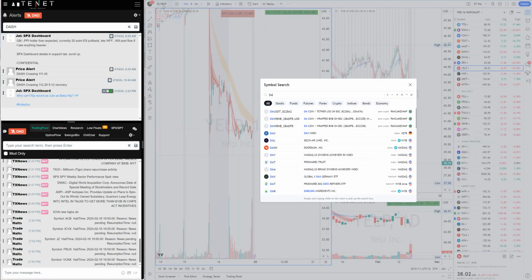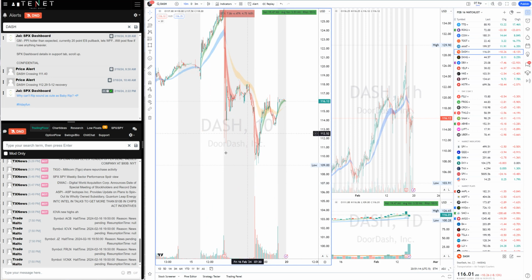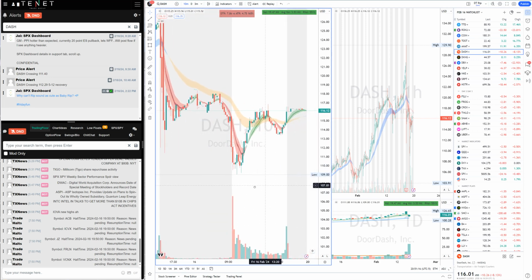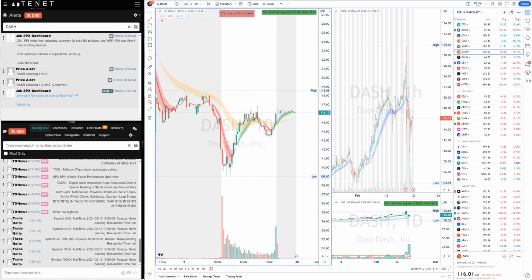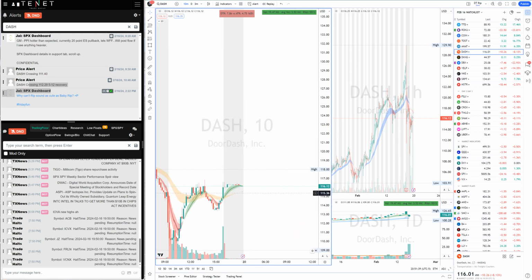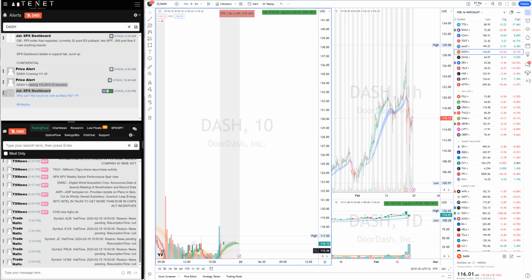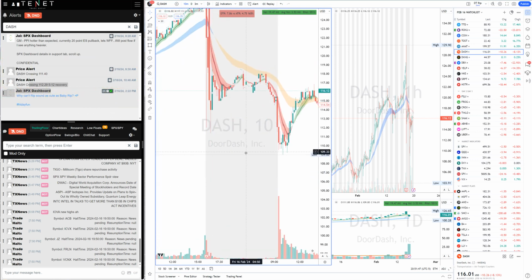Just a quick talk about Dash. Dash was a fade at open, but it started to make a recovery in the middle of the day. That's when I set up an API alert that 512 is recovering right here. From 112.30 it went all the way to 116. So this was a midday curl setup, the 512 curl, that I have taught so many times. Beautiful setup as well, DoorDash.